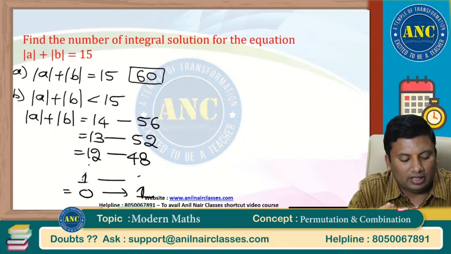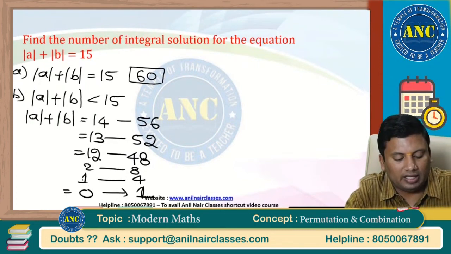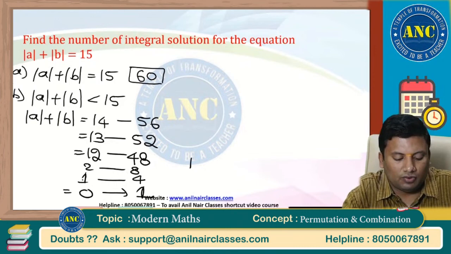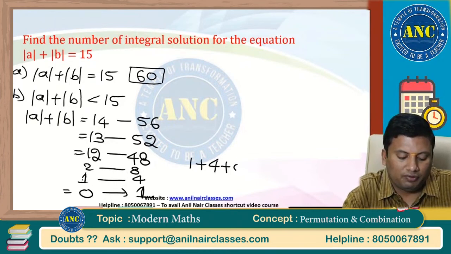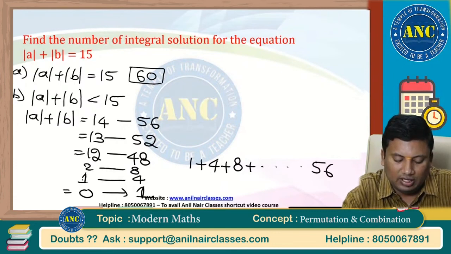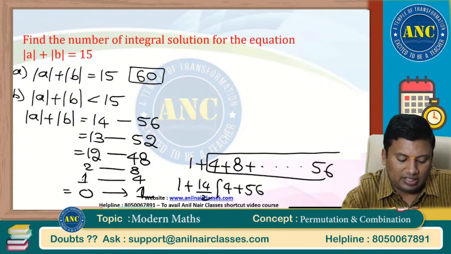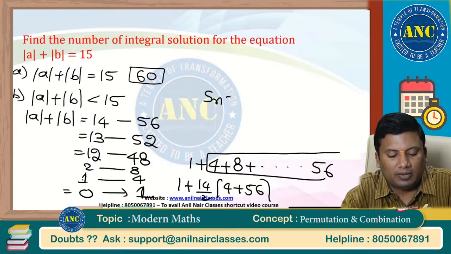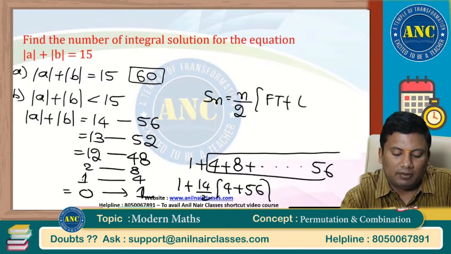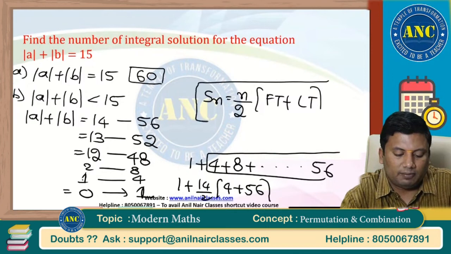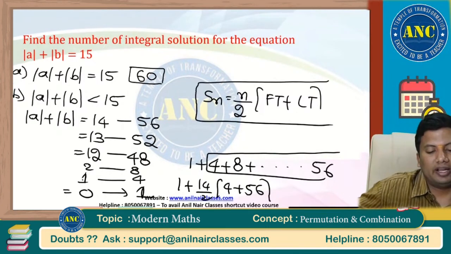For 1 it will be 4, for 2 it is 8. I hope it is clear. So 1, plus 4 ones are 4, 4 twos are 8, 4 fourteens are 56. So it is nothing but 1 plus (14 by 2) into (4 plus 56). Sn is nothing but n by 2 into (first term plus last term).